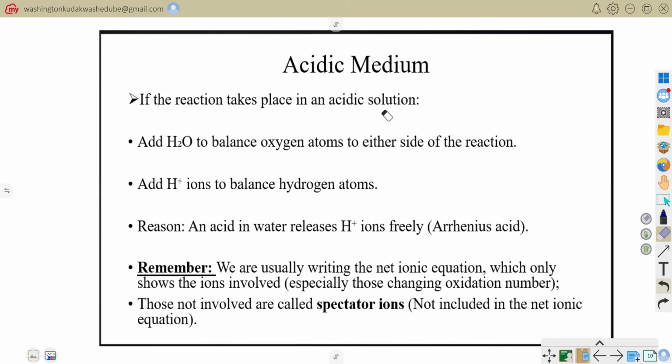So if we use H plus ions, we can balance the hydrogen atoms in an acidic solution. But we have to remember that the net ionic equation that we are going to be writing should not include spectator ions, the ions that are not taking part in the reaction. What do we mean by that? Those ions that are not changing their oxidation state in a redox reaction. It simply means that they are not taking part in the redox reaction, and these are called spectator ions. So they are not included in the net equation.